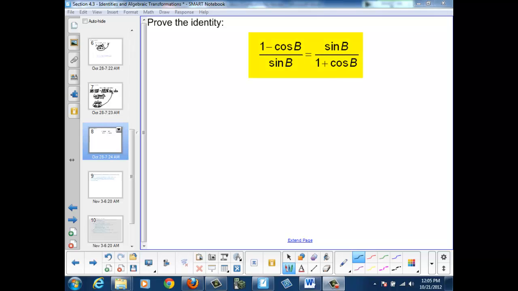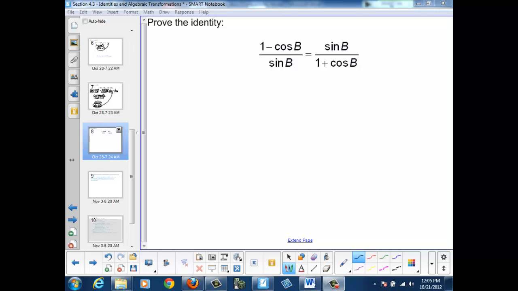Here's a final example. Prove the identity (1 minus cosine B) over sine B is equal to sine B over (1 plus cosine B). Now this one has a lot of algebraic differences. We've got sines and cosines, but they're exchanging their places in the numerators and denominators. We have a minus and a plus.